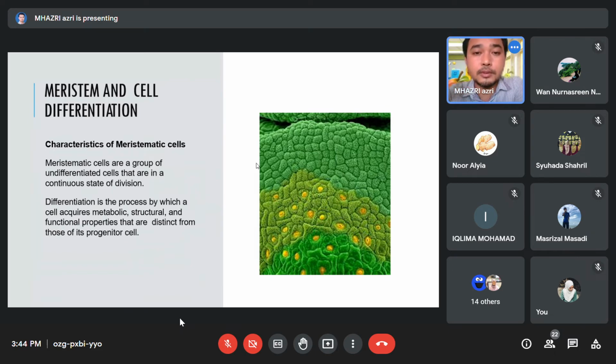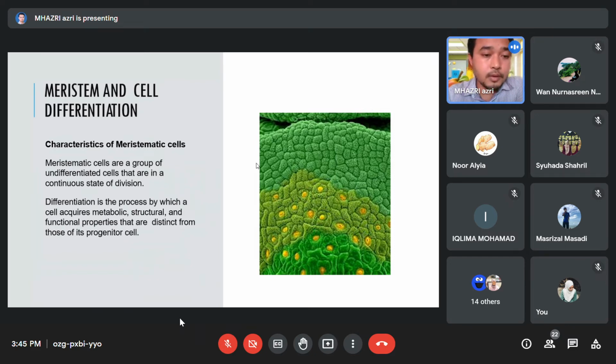Sebagai contoh, kita ambil meristem plant, we can induce using gibberellic acid or auxins, and we can produce new plants, a seedling, melalui tissue culture, kan. So itu adalah background what is meristematic cells ataupun dekat humans or animals, stem cells.